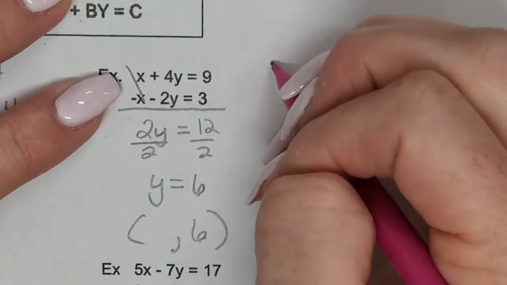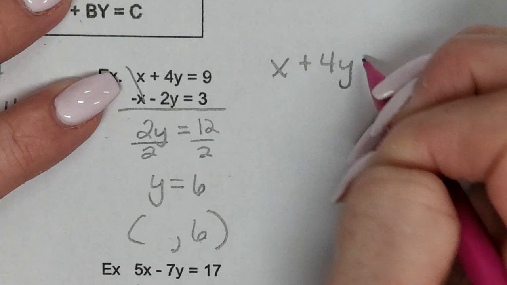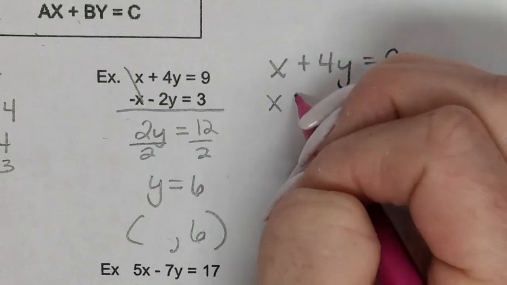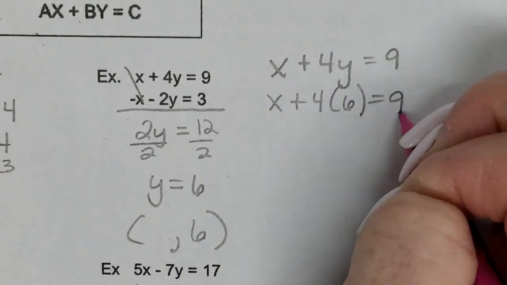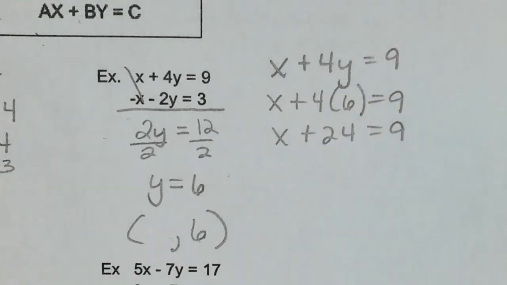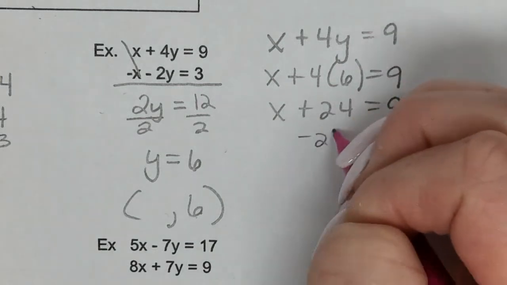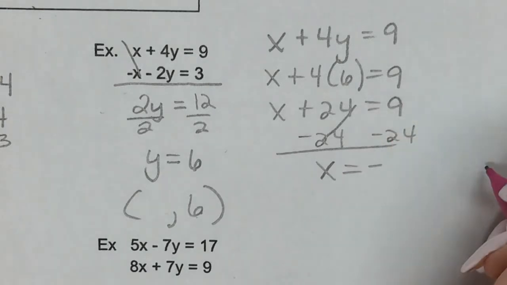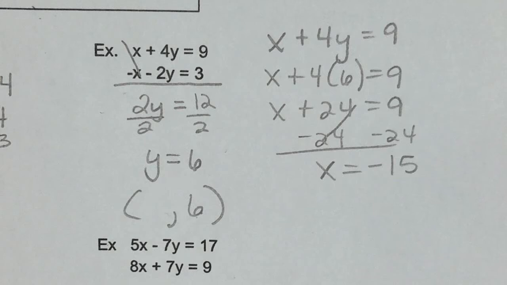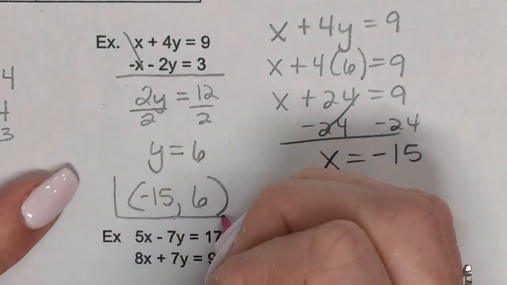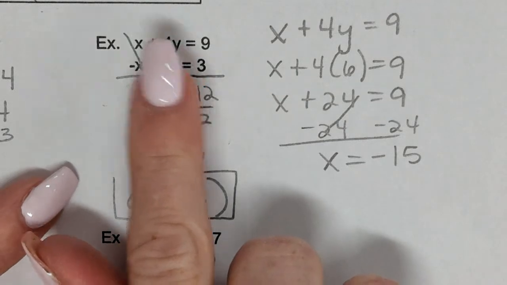All right, so I have x plus 4 times y equals 9, and I'm going to go plug in 6 for y. X plus 4 times 6 equals 9. So x plus 24 equals 9. And to get rid of 24, what am I going to do? Subtract. So I have x equals negative 15. So my solution, the x value is negative 15. The y value is 6. This is where, if I graphed these equations, they would intersect.